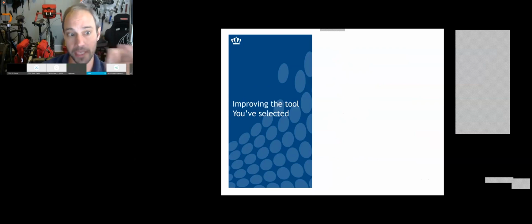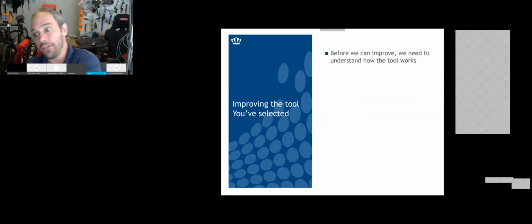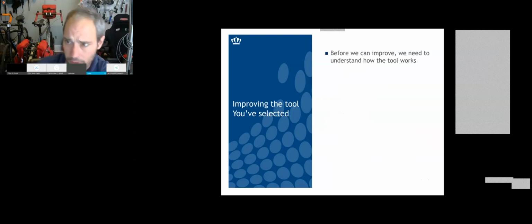So now that we've picked it, we need to improve the tool that we've selected. But to do that, we have to first understand how the tool works. You can't improve a gasoline engine if you don't know how a gasoline engine works. You can't improve a jet engine if you don't know how a jet engine works. You can't improve a steam power plant if you don't know how a steam power plant works, right? You've got to know the basic components, understand how they interact, and where the sources of the largest inefficiencies are, so you can maybe focus your goals.